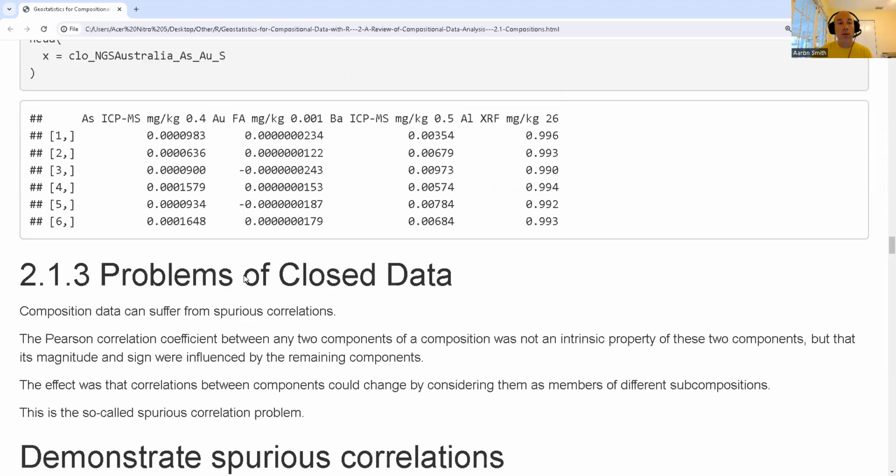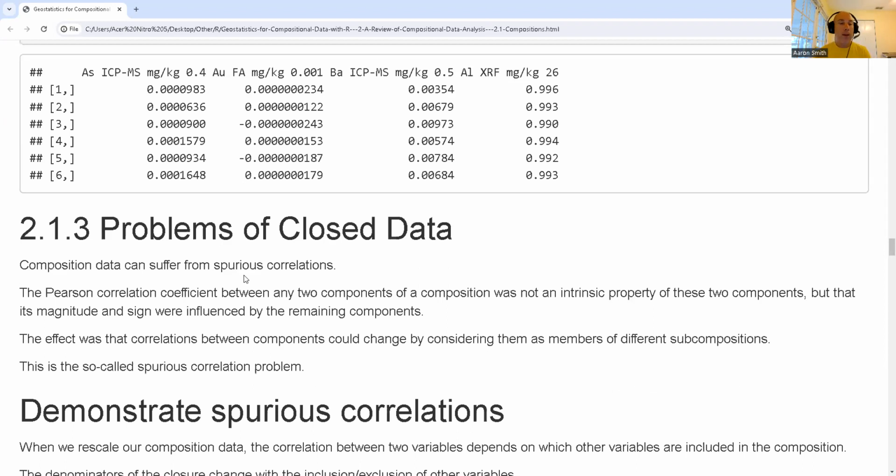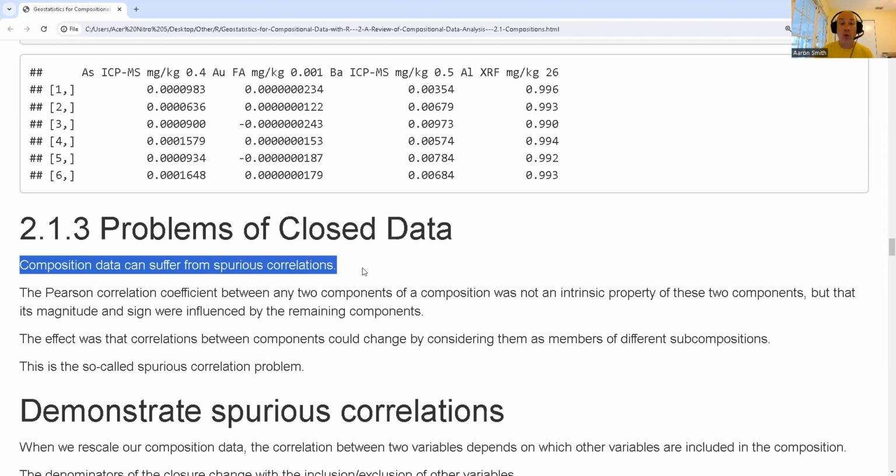So now let's go into why this is a problem. We can still do this. This is still reasonable, but there are problems with this, and we need to know what those problems are before we make this call on our data analysis. So composition data can suffer from spurious correlations. In a moment, I'm going to demonstrate this to you in a very powerful manner.